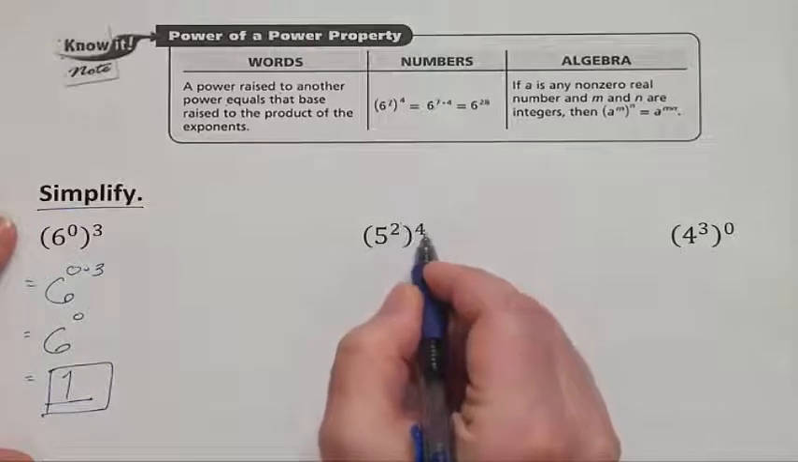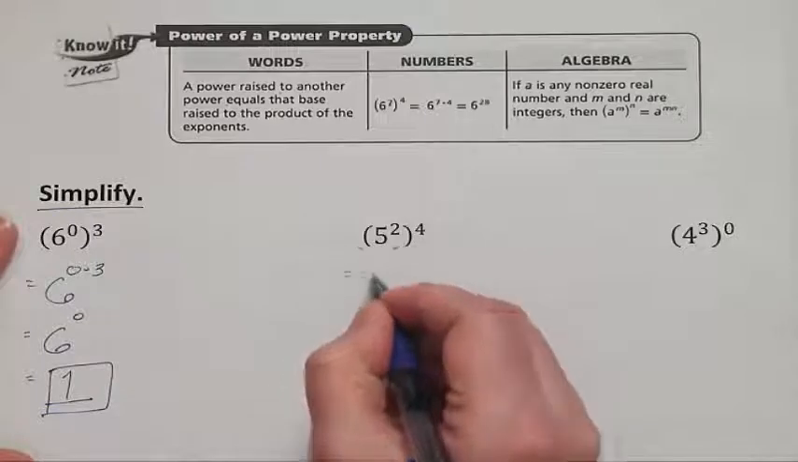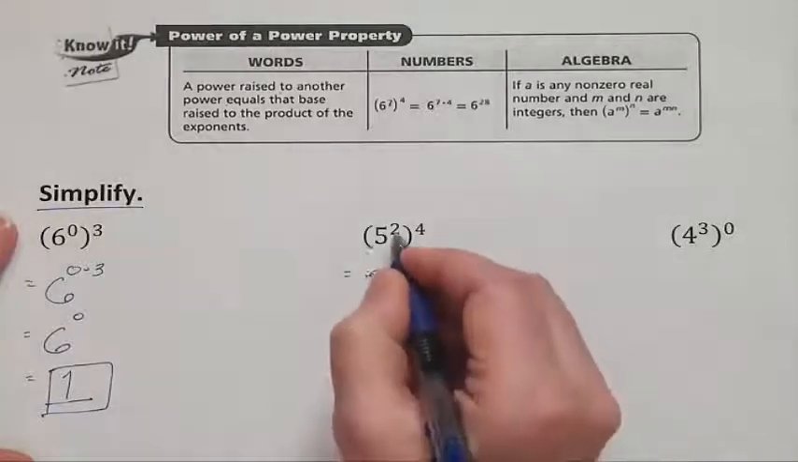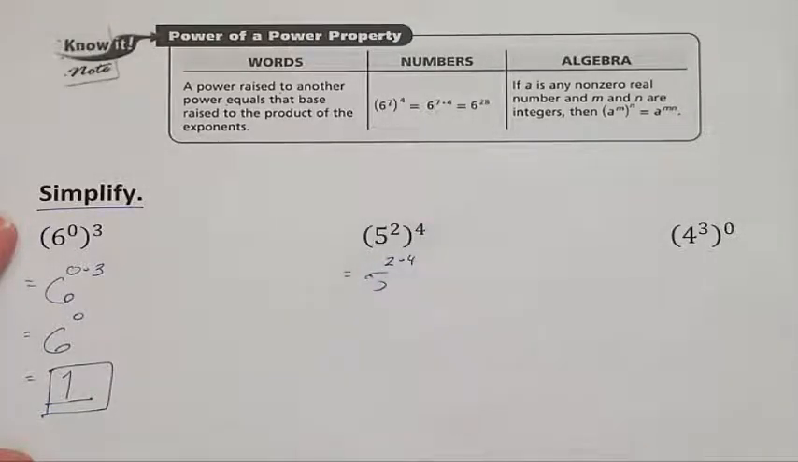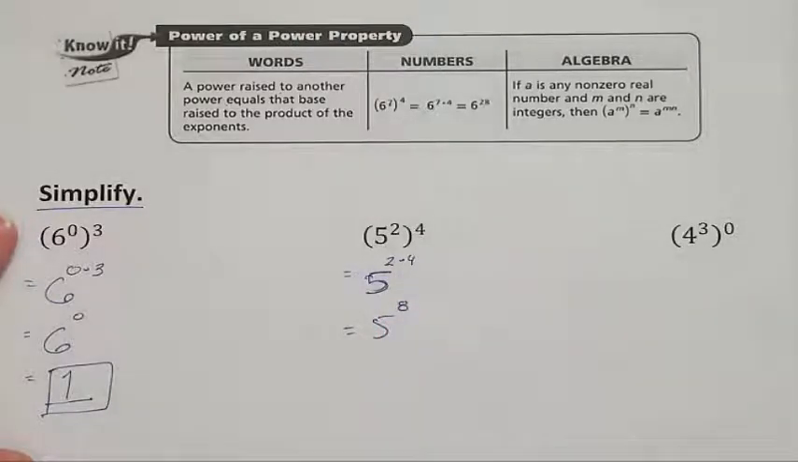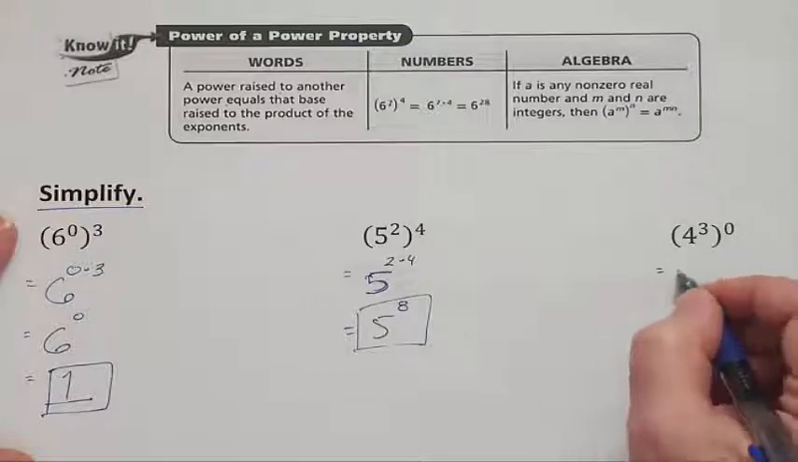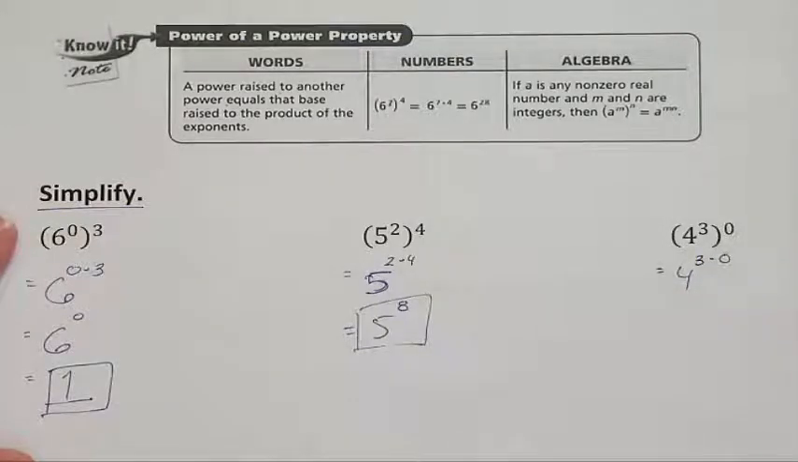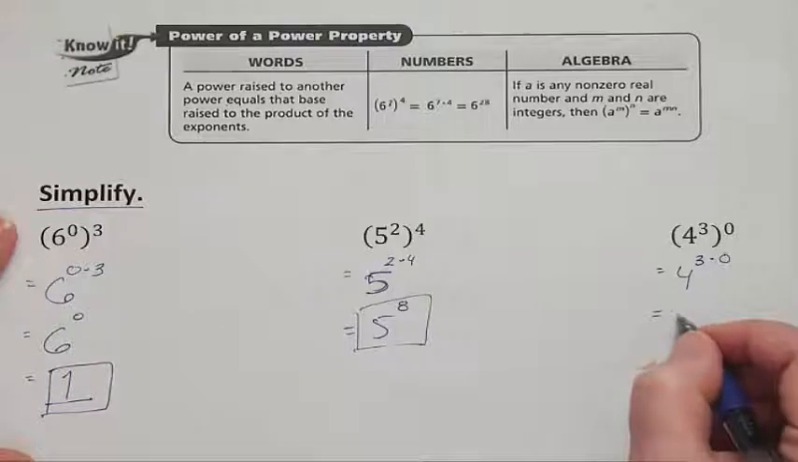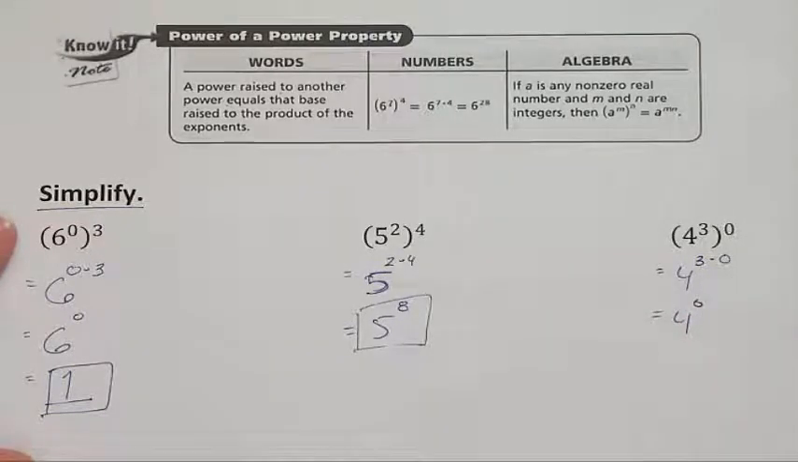I see a power raised to a power. So I have the power of a power rule. Power raised to a power means I can multiply. So it's the same base of 5, and I multiply the exponents. 2 times 4. So same base of 5, 2 times 4 is 8. So I have 5 to the 8th power. And I simplified it. Our next one. I see a power raised to a power. So I can multiply the exponents. So I have 4 to the whatever 3 times 0 is. So I actually have 4 to the 3 times 0 is 0. So I have 4 to the 0 power. But as we know, anything to the 0 power is 1.